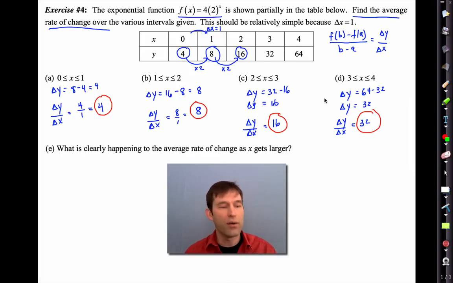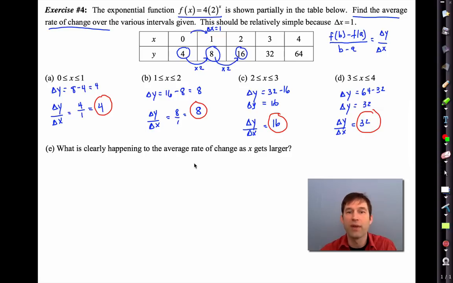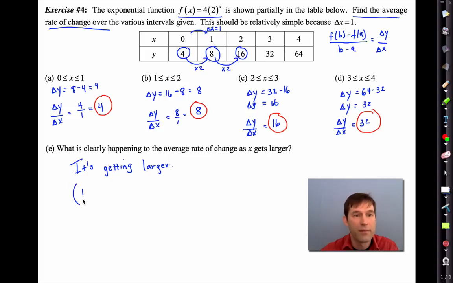All right, for a delta x of 1, we would get the same delta y each time. Now, I know that letter E probably states the completely obvious, but what is clearly happening to the average rate of change as x gets larger, and this is important, it's getting larger. Now that's really all I need you to get out of that, is that it's getting larger. You might even notice that it's doubling. And that's kind of cool. And that absolutely has to do with the fact that the base of the exponential is 2. But don't get it quite confused with the base being 2. All right, it's definitely a result of it though.